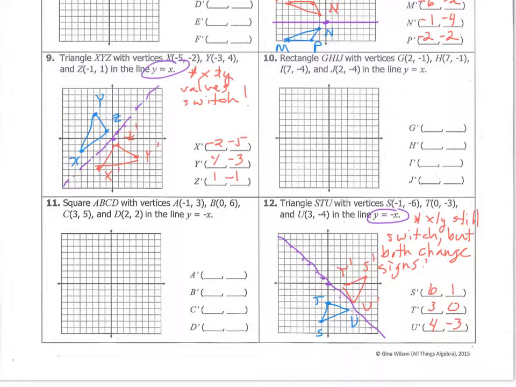Okay, so I'm going to leave 10 and 11 for you to try on your own, and then you can check your answers online. But all you're doing is when y equals x, you're just switching positions. X becomes y, y becomes x. When you have y equals negative x, you not only switch positions, but you also change those signs. So you're going to have to learn that part of it because you can't just map it visually for those two. Are there any questions on that? Okay.